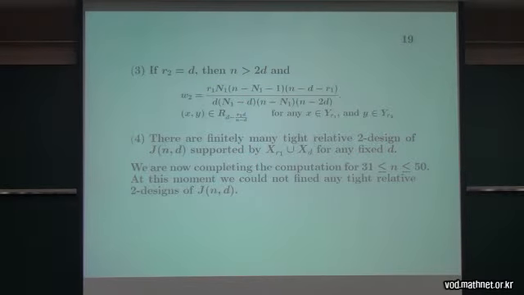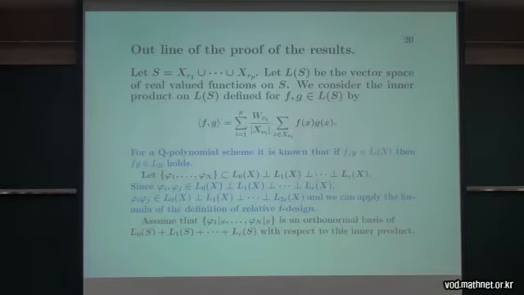But we are now completing the computation for n between 31 and 50. At this moment, we could not find any tight relative 2-design of the Johnson scheme. And I would like to explain the proof of these results.